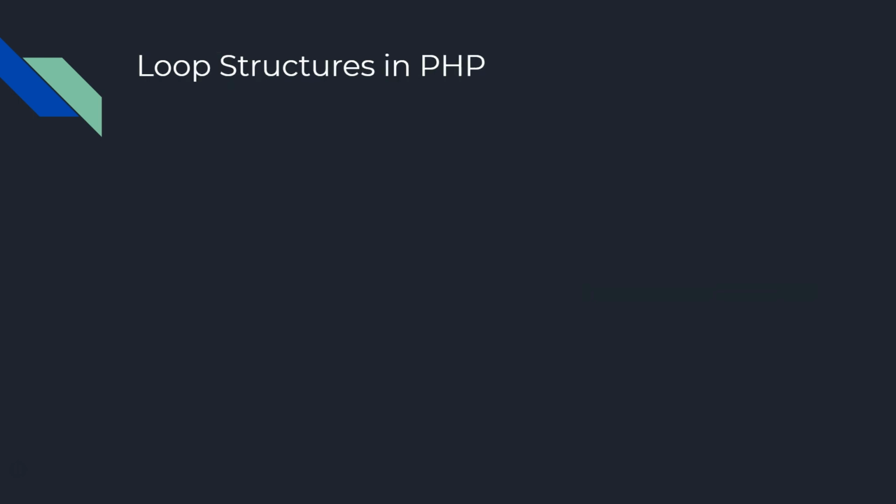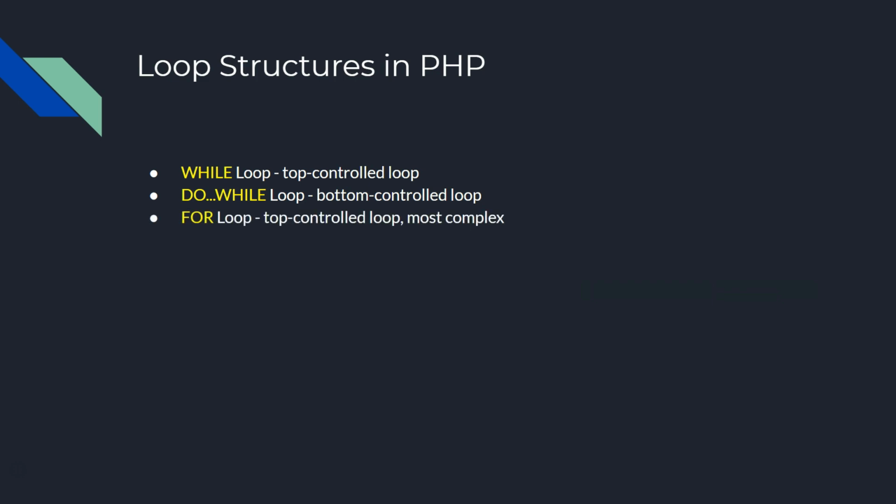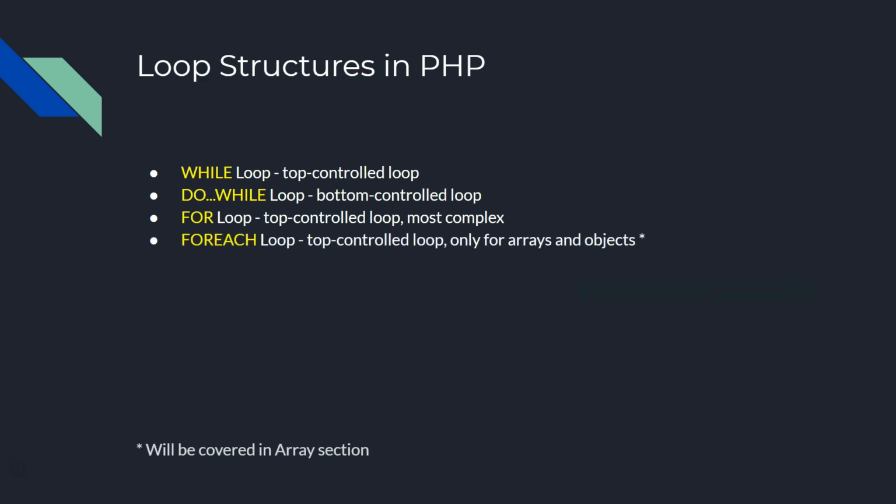So the loop structures in PHP, there are about 4 of them. The first one we'll be looking at is the while loop. This is a top control loop. Another one is the do while loop. This is the only bottom control loop that we know of. And we have the for loop. This is also a top control loop. It is probably the most complex loop of them all. And later on, when we talk about arrays, we'll be looking at the foreach loop. This is a top control loop also, but it's only used for arrays and objects.